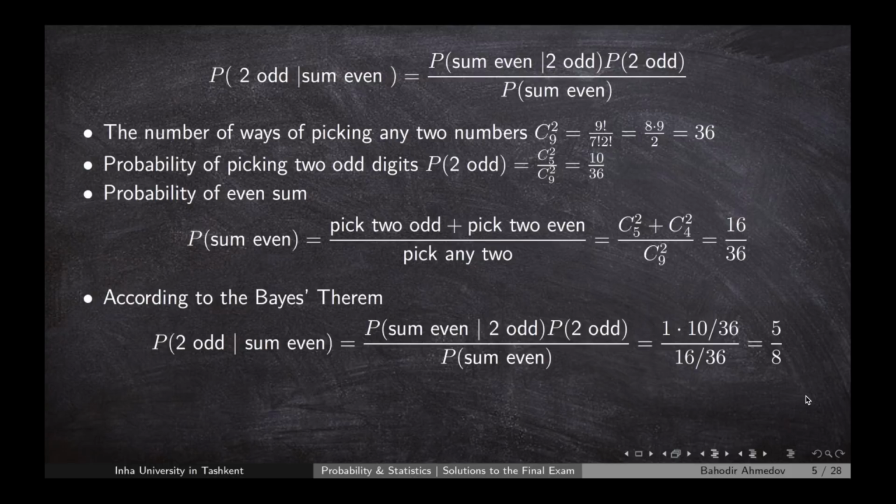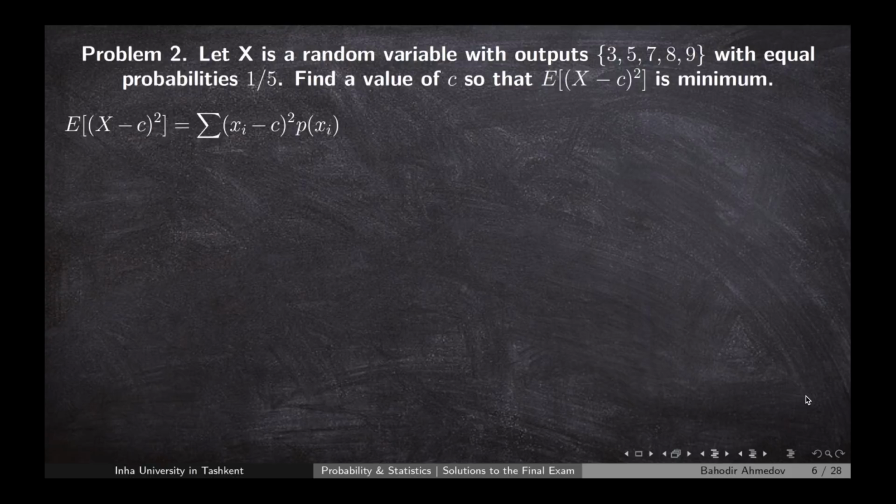The second problem is on the expectation of a function of a random variable. If the random variable has the following outputs with equal probabilities, find the value of c so that this expectation is minimum. So what I would like to do is use the formula for the expected value of a function of some random variable.